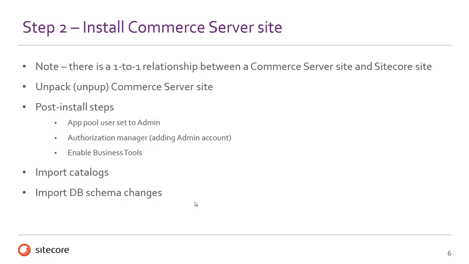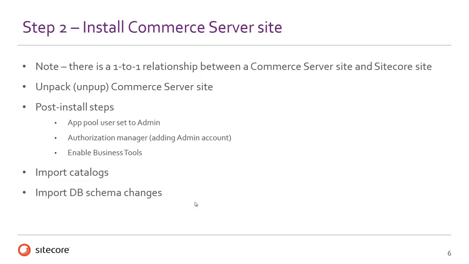So for our next task, we're going to actually install the Commerce Server site. Now, one thing I should note, that like Sitecore, which can have a number of sites within a single instance, Commerce Server can have a number of sites within a single instance as well. However, I should note that a Commerce Server site has to be tied to a Sitecore site. So there is a one-to-one relationship between Commerce Server sites and Sitecore sites.